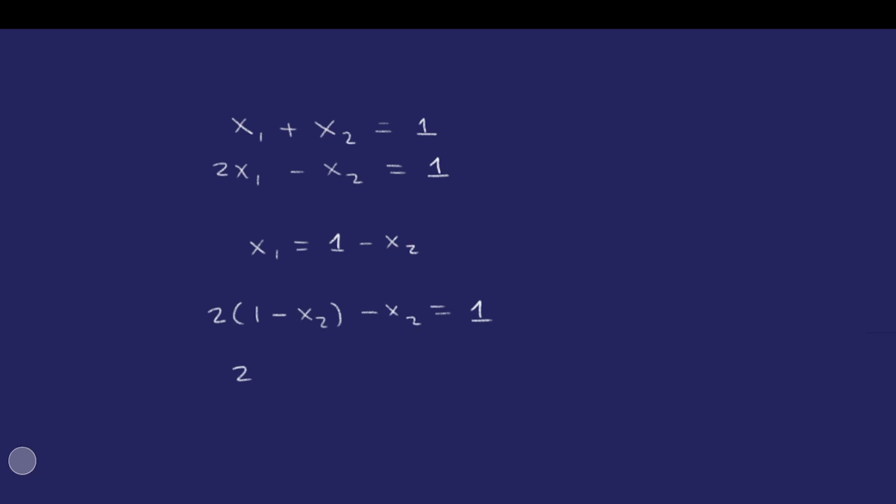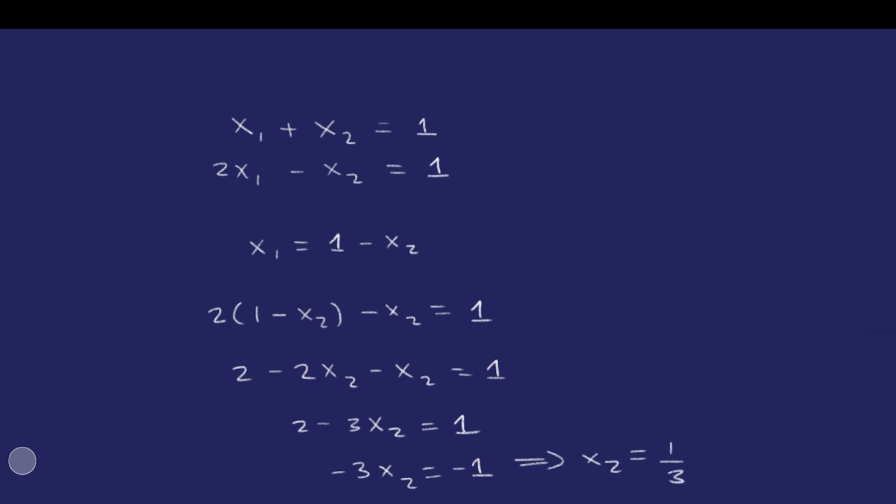And let's expand. So you get 2 minus 2x2 minus x2 is equal to 1. So 2 minus 3x2 is equal to 1, which gives me that negative 3x2 is equal to negative 1. So x2 is equal to a third. And what would that make x1? We can plug x2 into either of these equations. So that would make x1 2/3. Correct.